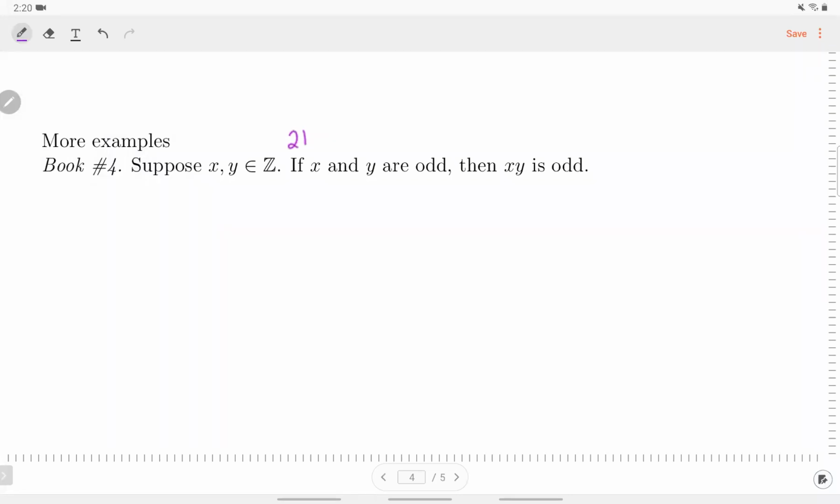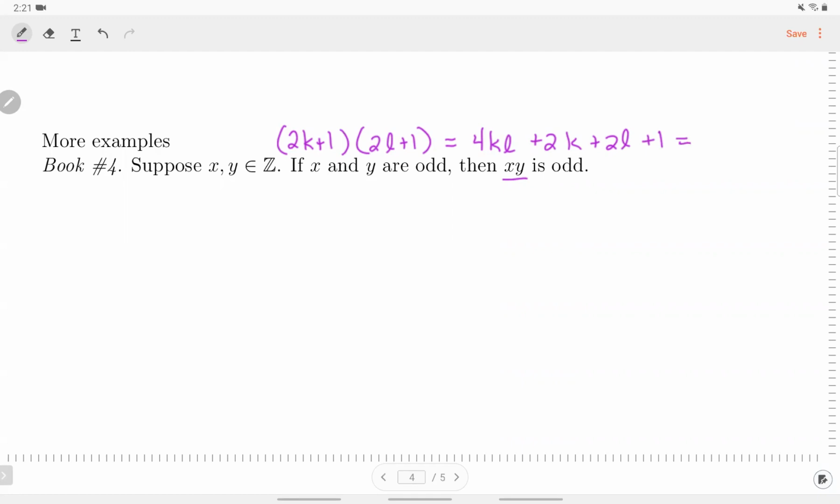Yeah, do the definition of odd, right? I have a 2K plus 1 and a 2L plus 1. It wants the product, so I have to multiply them out. Okay, so we'll just do the scratch work for this one and then move on. So then we have 4KL plus 2K plus 2L plus 1.